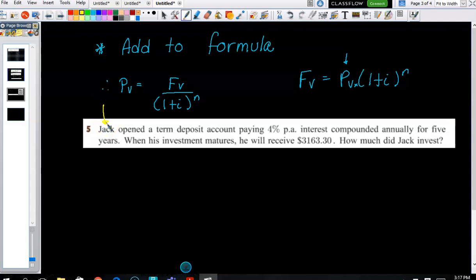Jack opened a term deposit account paying 4% compounded annually. So again, when it's compounded, we're thinking of our future value, present value, annually for 5 years. When his investment matures, he will receive, so that is his future value. How much did Jack invest? That means we're trying to find the PV, okay? So you will write down PV equals future value over 1 plus I to the n.